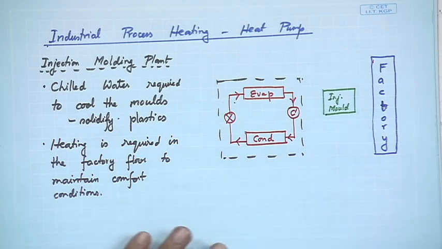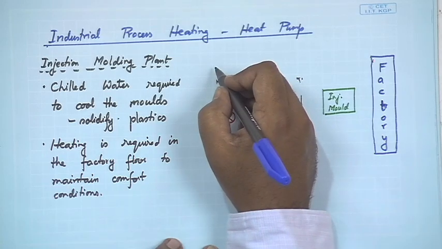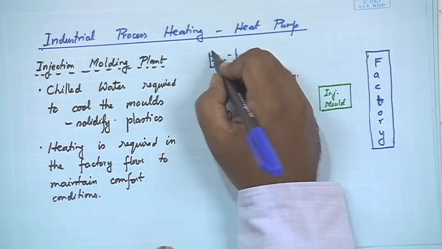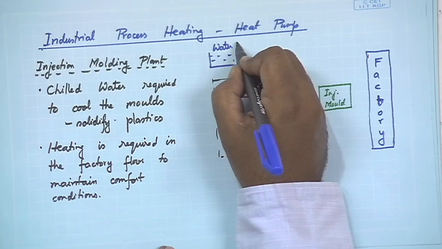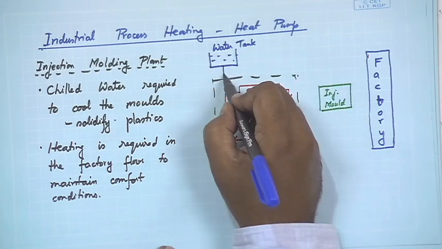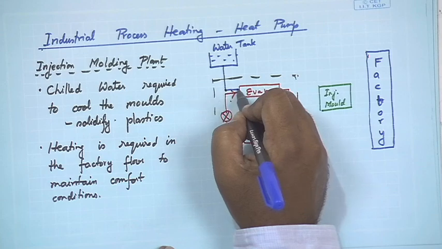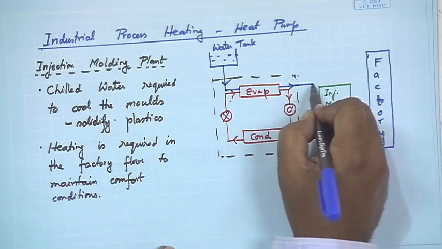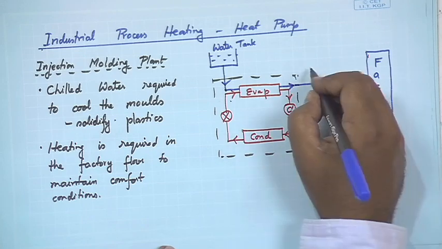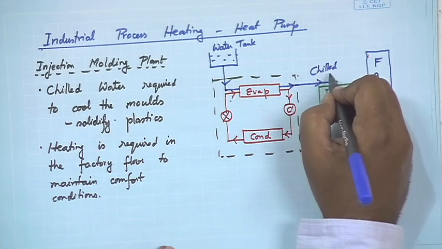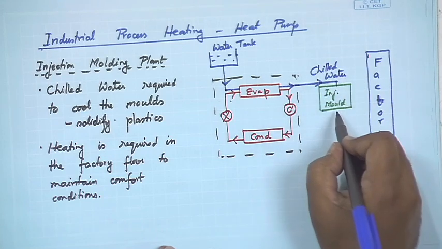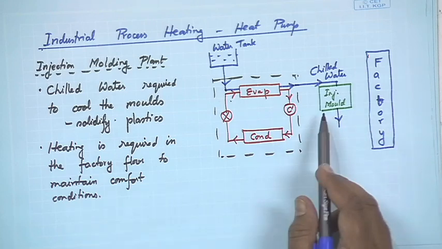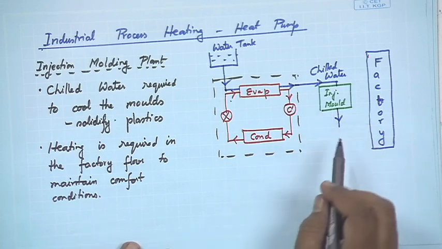So, therefore, what happens? Let me say I have some cooling water tank over here. I will let this fluid flow into the evaporator, and then what comes out of the evaporator will be chilled water, which goes to the injection mold, and then what comes out of the injection mold is anyway heated water or normal water at room temperature or elevated temperature.